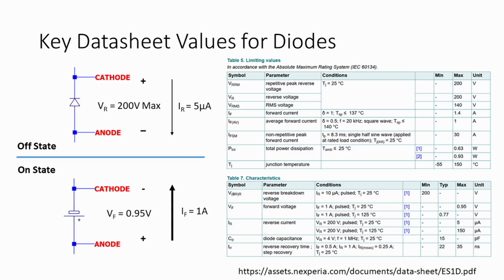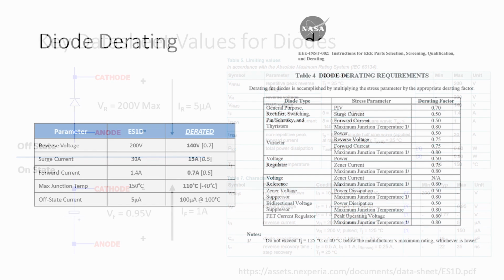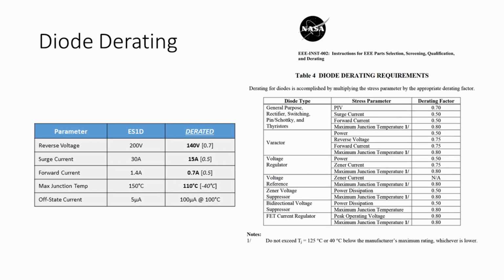When the diode is forward biased, the max room temp forward voltage is 950 millivolts, and the rated average forward current is 1 amp. The peak surge current is much higher, it's 30 amps. Diodes also have suggested derating factors in various derating standards. Different types of diodes, like Zeners or TVS, may have different derating factors. In this case, we're only looking at general-purpose diodes. The derated values are shown, but junction temp limit is still the key parameter, and we need to make sure that the junction temp stays below 110 degrees C.